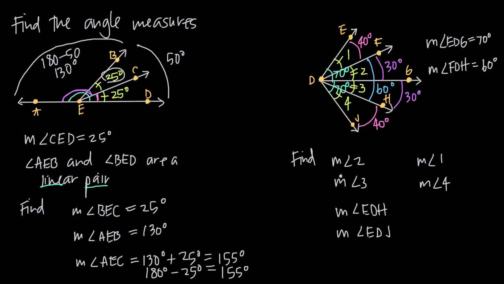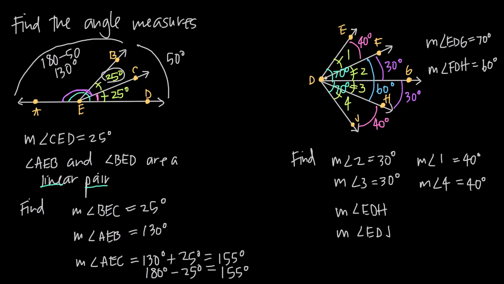Let's see if we've found everything that we've been asked to find. We've been asked to find the measure of angle 2, and we already know that angle 2 is equal to 30 degrees. We found that. The measurement of angle 3, well, angle 3 we know is also 30 degrees. Angles 1 and 4 we've already found are 40 degrees, so we can go ahead and write those in, 40 degrees. What about the measurement of angle EDH?